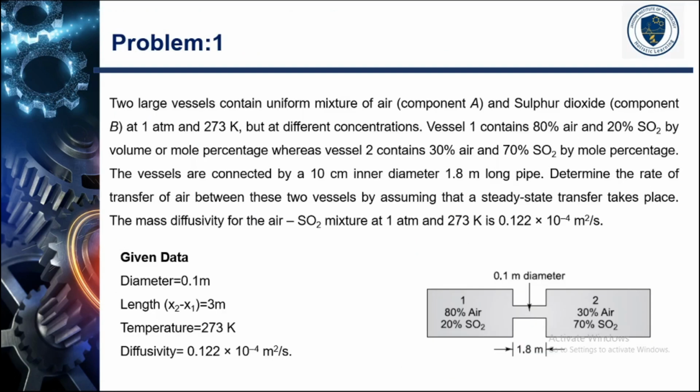So these two formulas are used for evaluating the mass transfer during the process of equimolar counter diffusion. Now we move on to the problems to solve with the concept of equimolar counter diffusion. In this problem, two large vessels contain a uniform mixture of air and sulfur dioxide at 1 atmospheric pressure and 273 Kelvin, but different concentration.